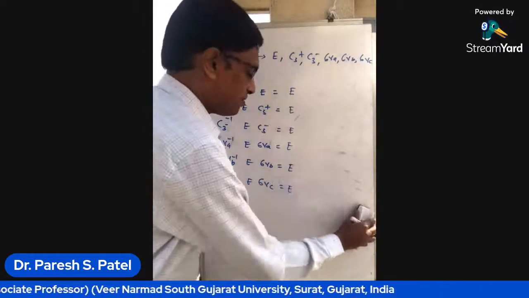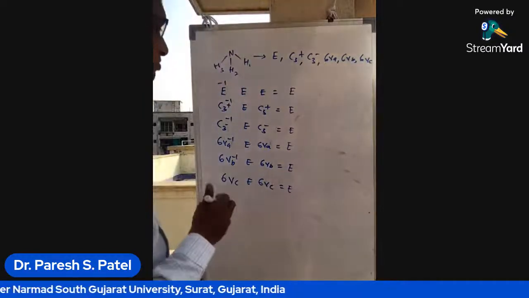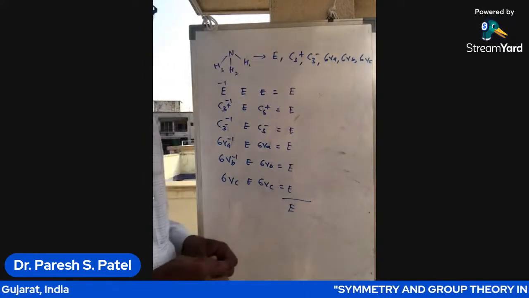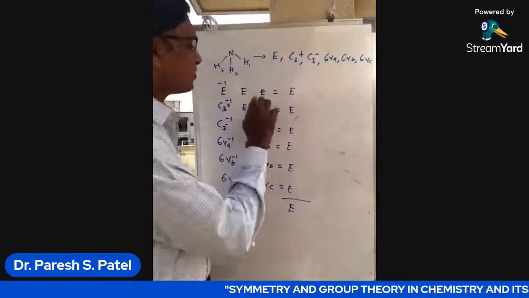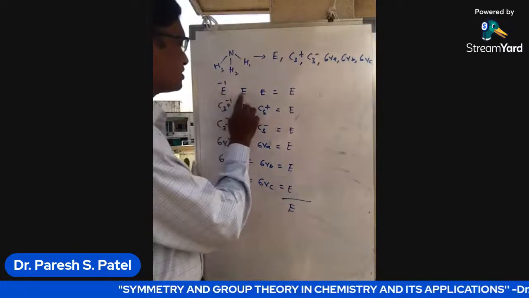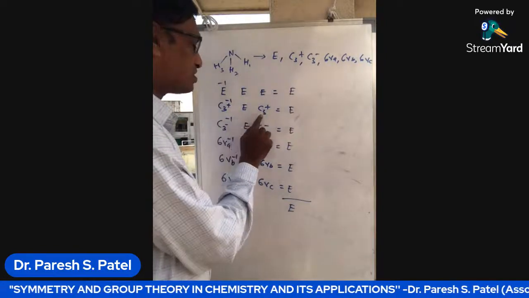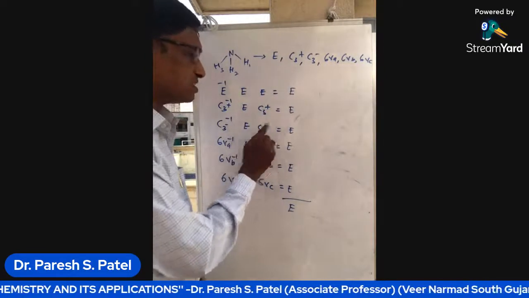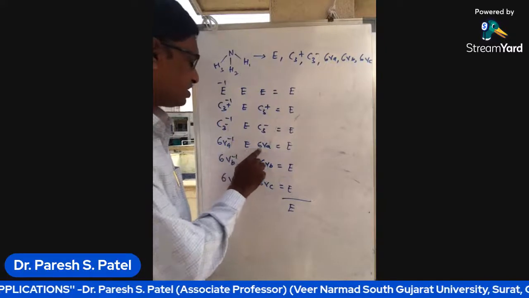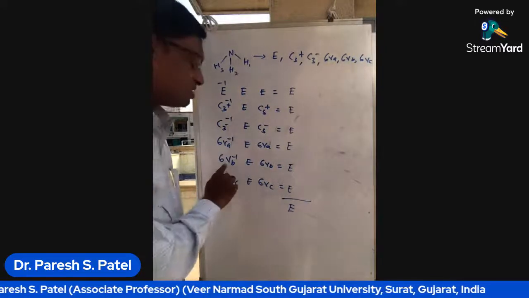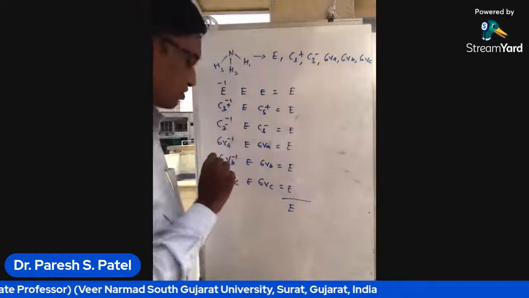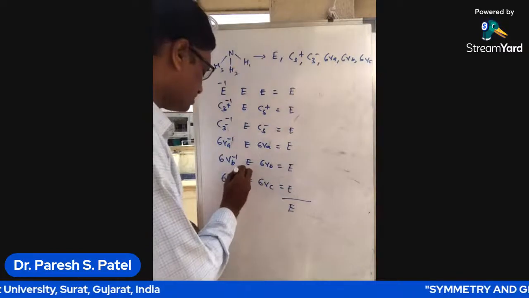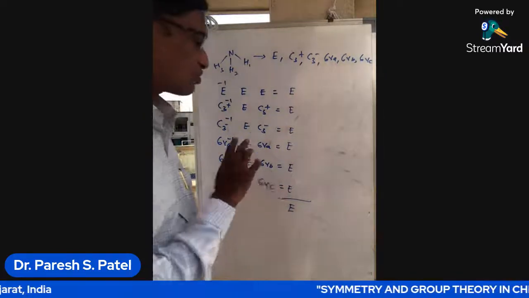so first symmetry element is identity, conjugate to itself to form an individual class. In case of E, E inverse E into E is equal to E. C3 plus inverse into E into C3 plus is equal to identity. C3 minus inverse into E into C3 minus is equal to identity. Sigma VA inverse E into sigma VA is equal to identity. Sigma VB inverse E into sigma VB is equal to identity. Sigma VC inverse E into sigma VC is equal to identity.